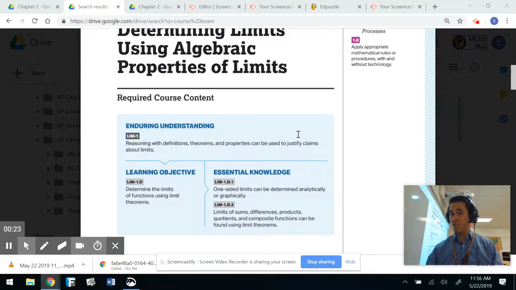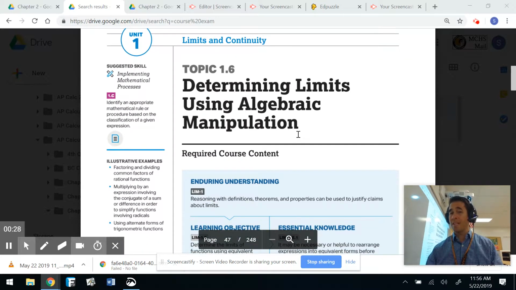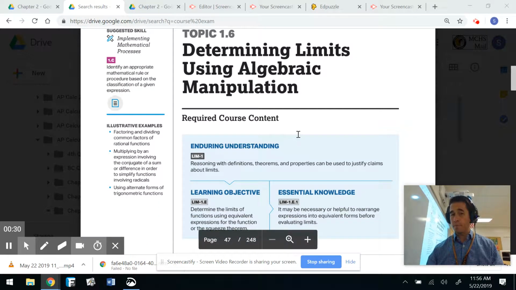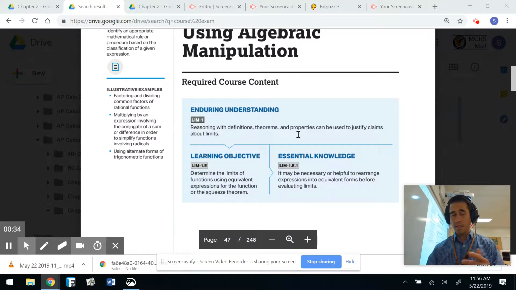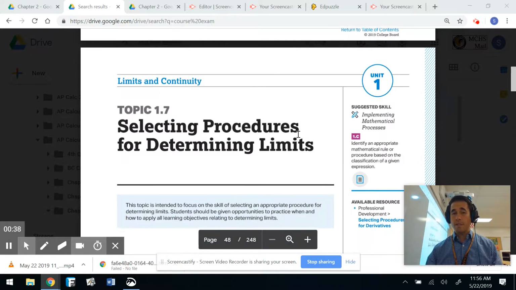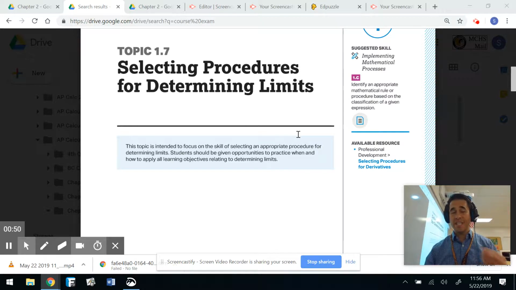Okay, but I'll briefly just go over the topics here. Topic 1.6, determining limits using algebraic manipulation. And the reason for hitting pause and looking at these is some of these end up being kind of repetitive. Topic 1.7, selecting procedures for determining limits. So depending on a result that you get, we're going to give you a lot of tools in that toolbox so you know how to deal with each type of situation when being represented.